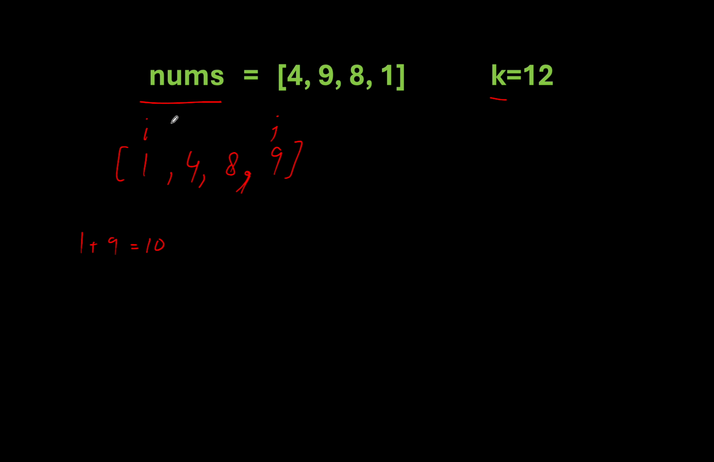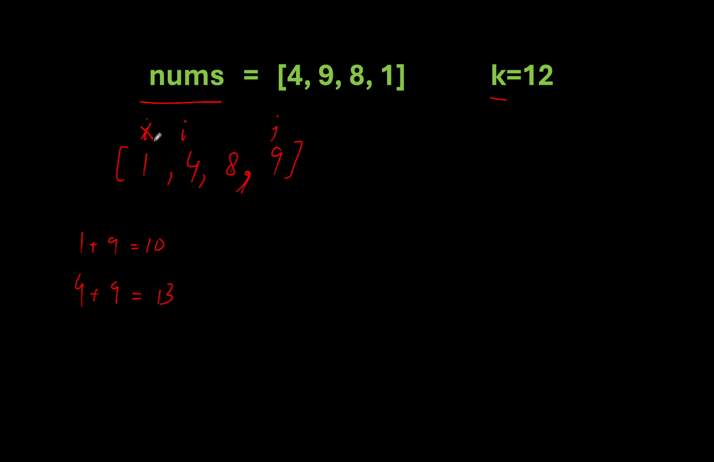How can we get to a bigger number? We'll move i rightwards. i will be here. We have already checked this one here. Now we will add two numbers again. This is 4 plus 9, which is equal to 13. Now it's bigger than k, so we need a smaller number. How can we get to a smaller number?